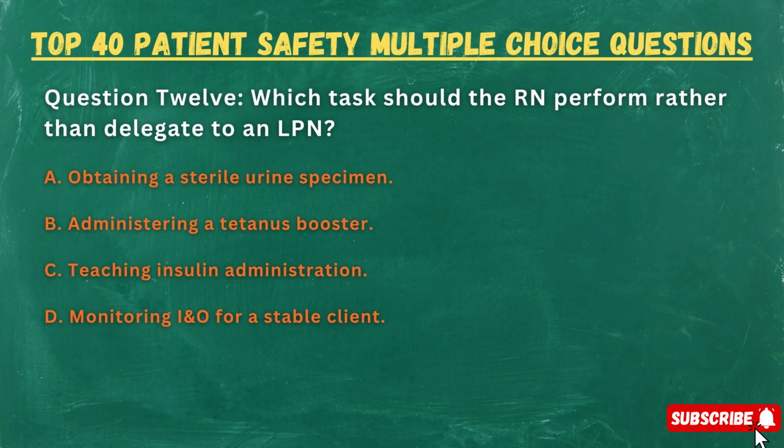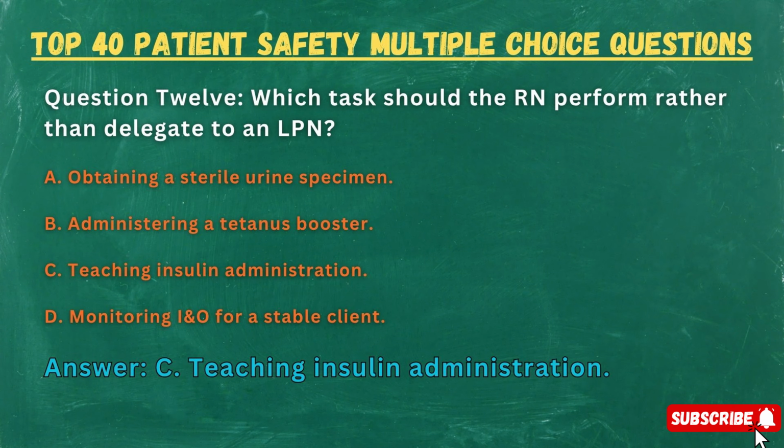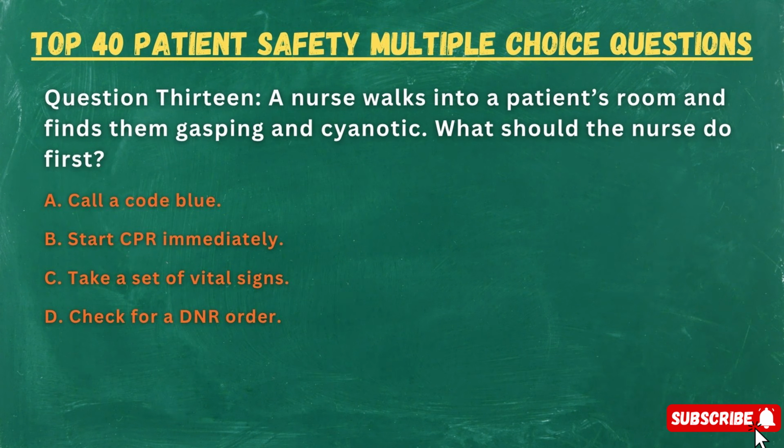Question 12. Which task should the RN perform rather than delegate to an LPN? A. Obtaining a sterile urine specimen. B. Administering a tetanus booster. C. Teaching insulin administration. D. Monitoring INR for a stable client. Answer. C. Teaching insulin administration.